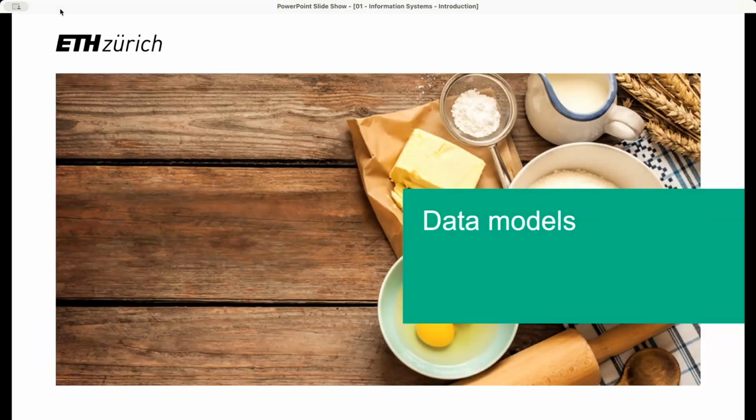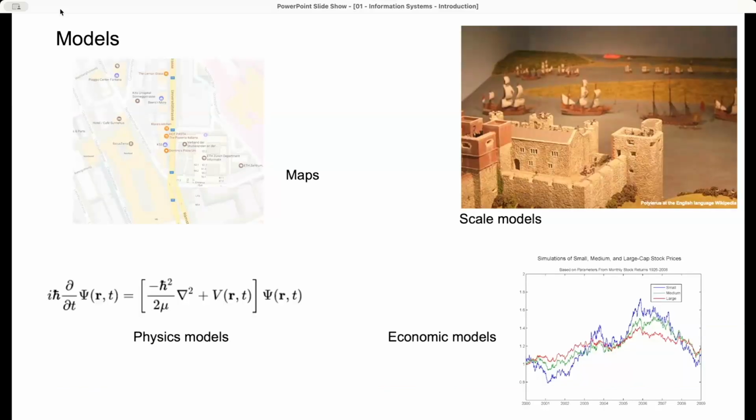So in order to do that, when you want to deal with data, the first thing you need, and that's also true if you design a language or anything, you need a model. So on the very high level, a model is whatever is a useful tool to look at the world, right? You have physics models, you recognize the equation? Schrödinger, right? Quantum physics. Maps, there's geographic information systems, also a model of the world. You have literally models that you can hold in your hands that are some replication of the world at different scales, economic models, and so on and so on.